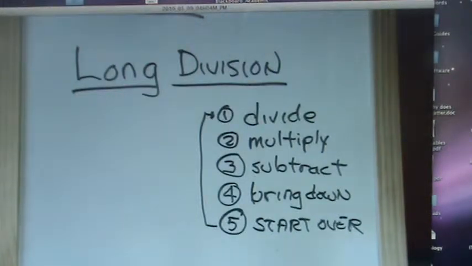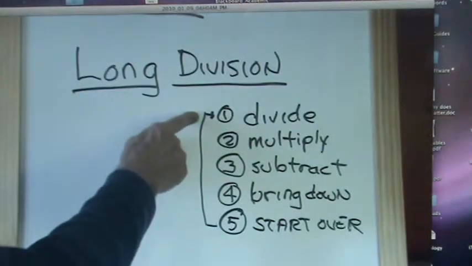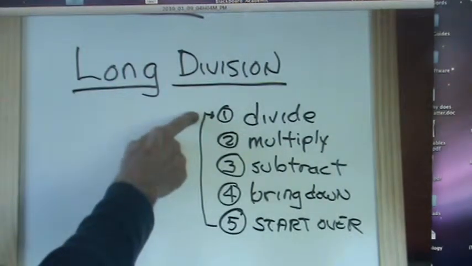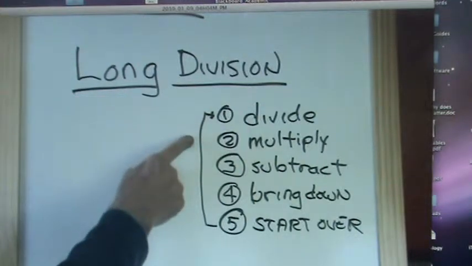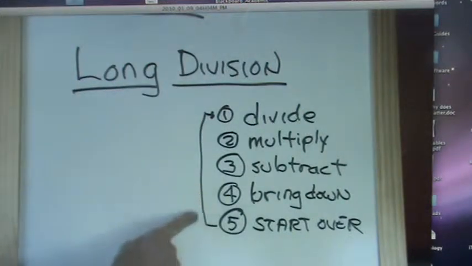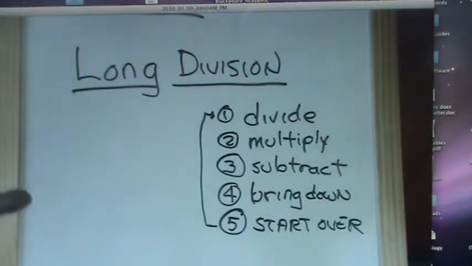Okay, now there are basically 5 steps in doing long division, and these steps remain the same. You just continuously follow them. First thing you do is divide. Second thing you do is multiply. Third thing, subtract. Fourth thing, bring down. Fifth, if there's anything left over, you start over again, which means you go back up and you divide again.